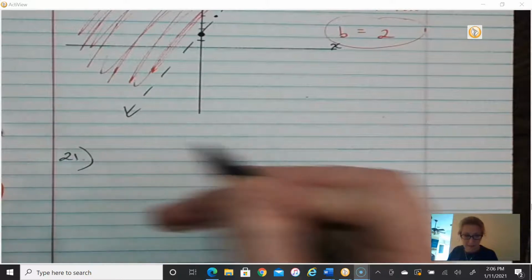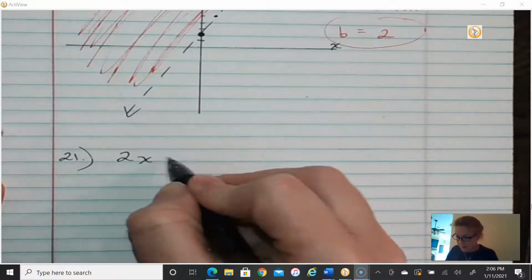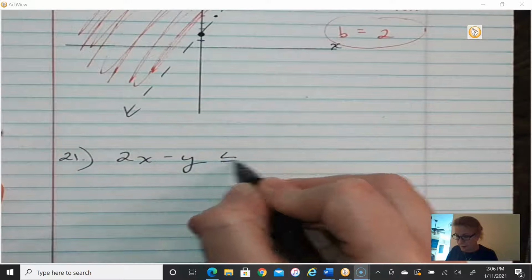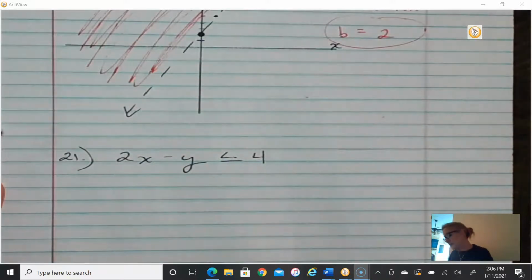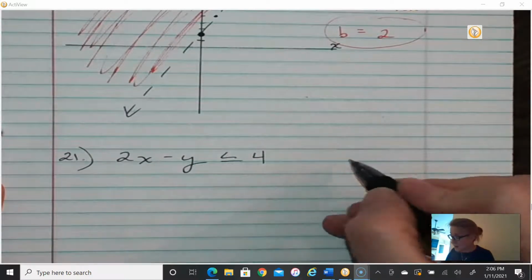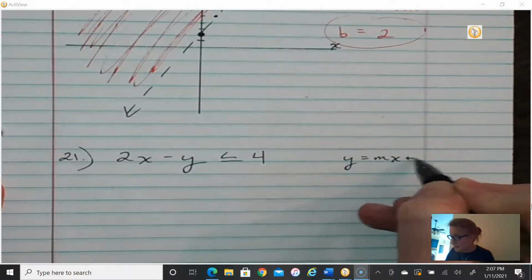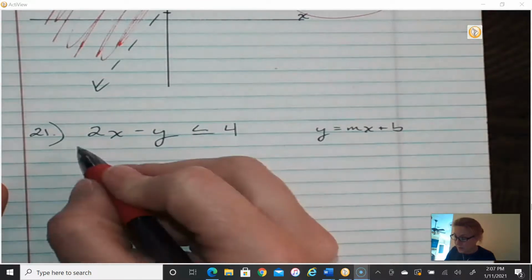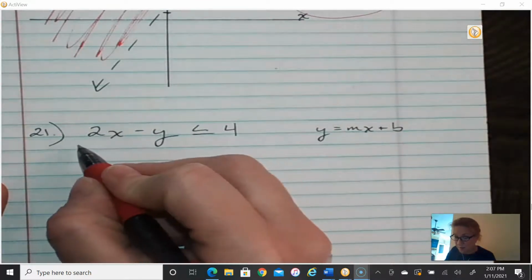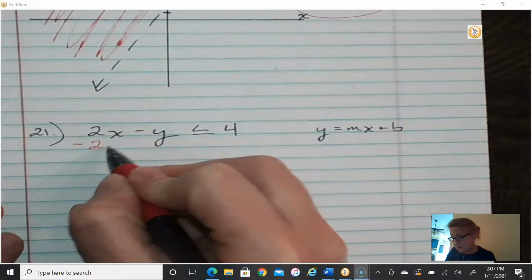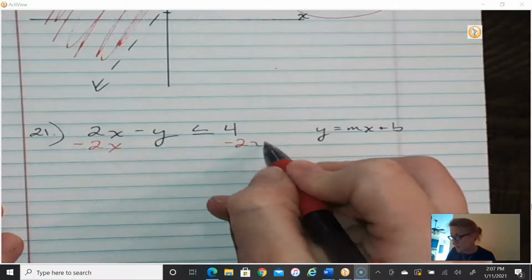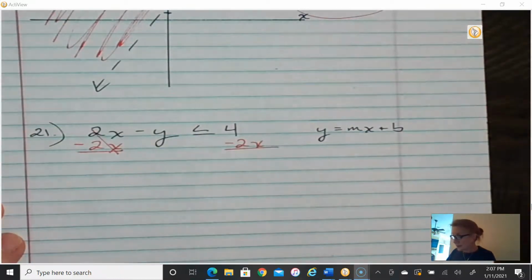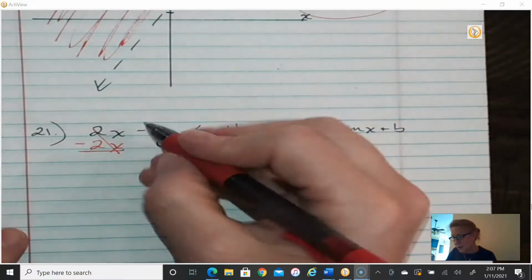21. 2x minus y less than or equal to 4. All right. Oh, I like this one. This is good. This is not in y equals mx plus b format, so we need to do it. Okay, so first thing I need to move is my 2x. It's a plus 2x. It's positive. So the opposite is negative. And I'm left with, oh look, oh my, don't forget this.